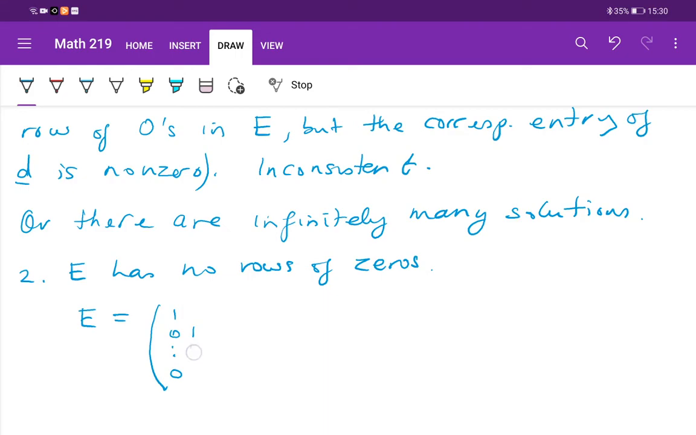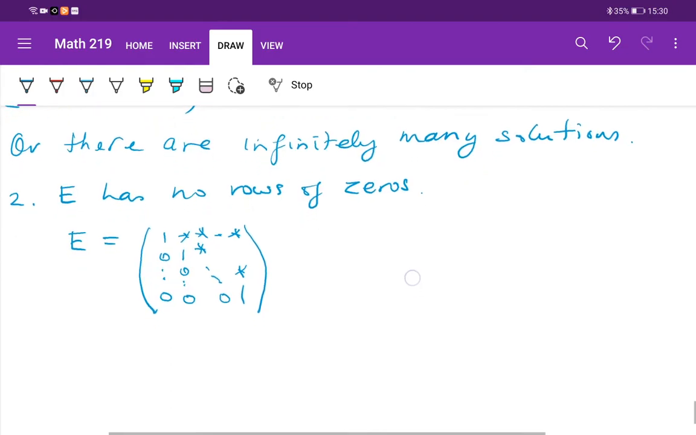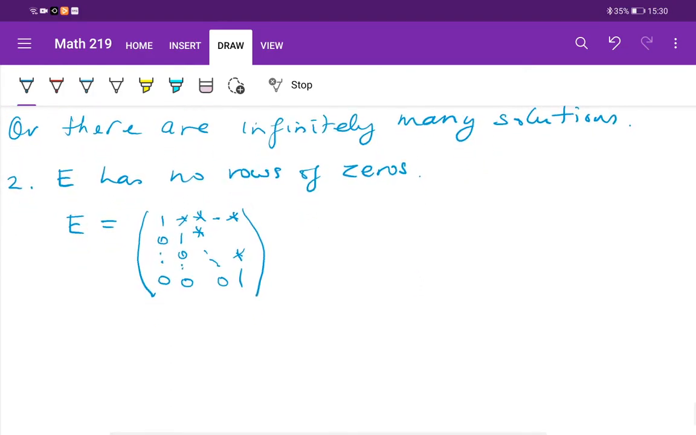Below this there are zeros, and so on. So we get zeros below the diagonal, and the diagonal entries are 1. And above, these are arbitrary entries. I just put asterisks here. So E must have this form, just by examining what row echelon matrices must look like, and using the fact that E is an n by n matrix.